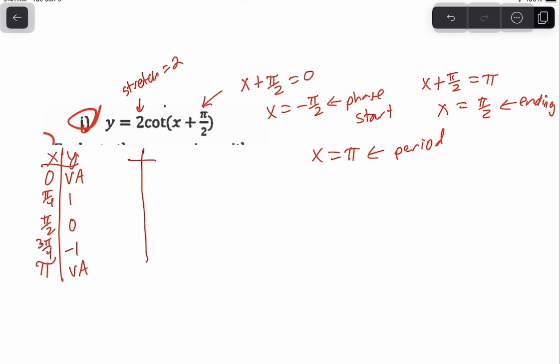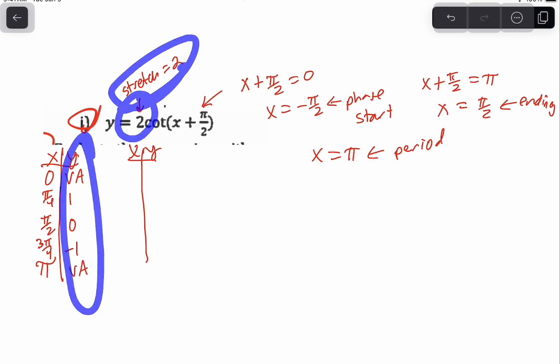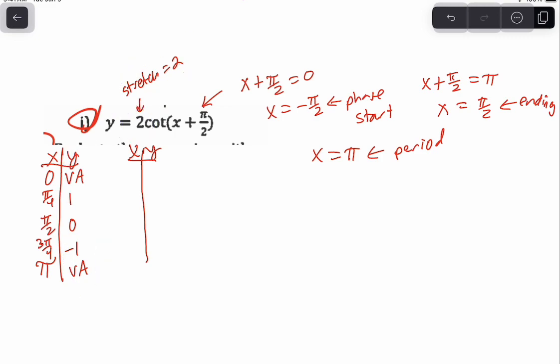Okay. So now let's go from here. The 2 is going to stretch it. It's only going to affect our y's. So let's multiply all of our y's by 2. We get a vertical asymptote, 2, 0, -2, vertical asymptote. So that's what the 2 does. It just affects our y's and only our y's.